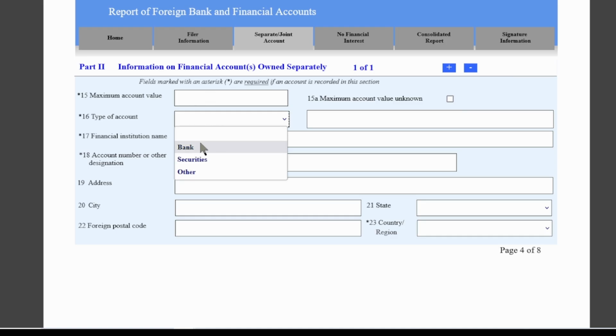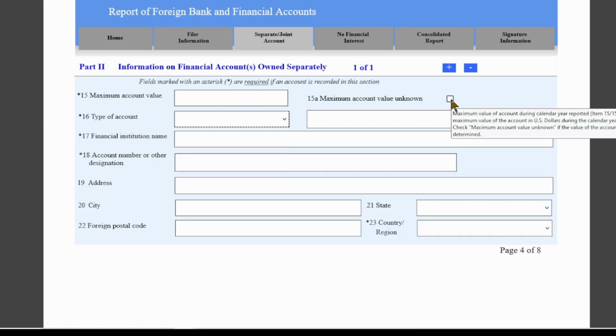So now we get to Part 2 where you actually fill in the high watermark here, the type of account, whether it's a bank, securities, or other. There's a button for maximum value unknown if the value cannot be determined, but in most cases it can from a monthly statement or something like that. So you put your financial institution name, the account number, the address of the branch where your financial institution is, the city, state, and country, and foreign postal code.